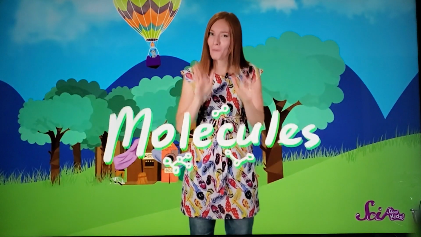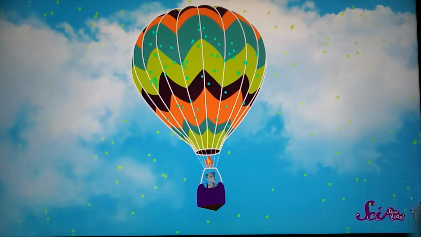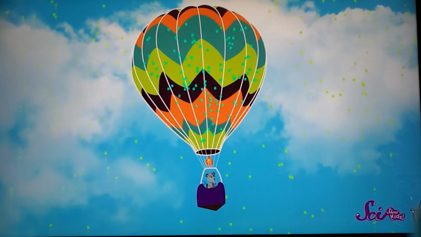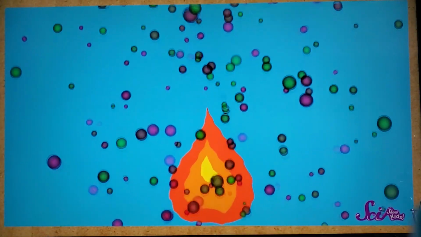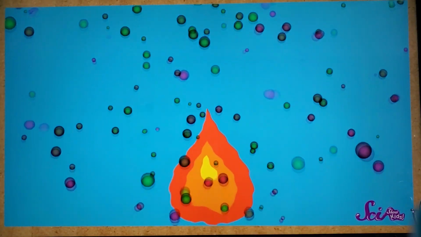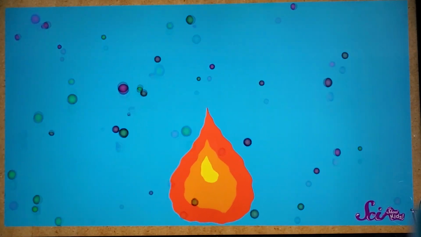So what kind of stuff is matter made of? It's made of tiny things called molecules that are way too small to see, but they're there. So both inside and outside the balloon, there are many molecules of air moving around and taking up space. But you know what's fun about molecules? When they heat up, they start to move differently. That's right. When something gets warm, the molecules that it's made of start to move around faster, bouncing around and spreading out. And that's the important part. They spread out. So let's think about how that would happen in a hot air balloon.